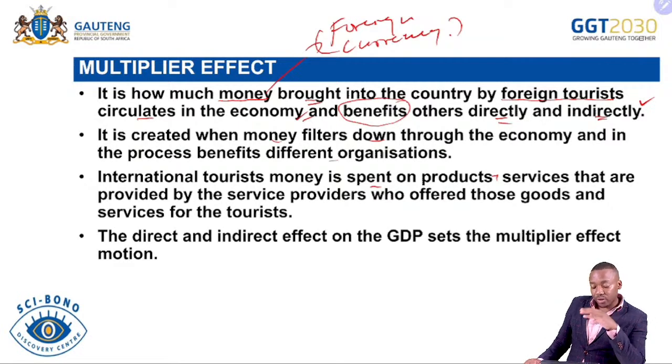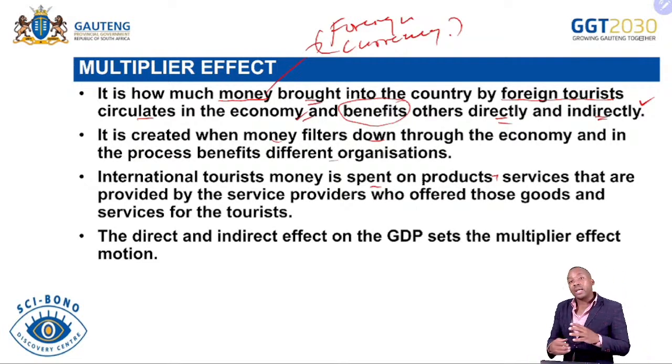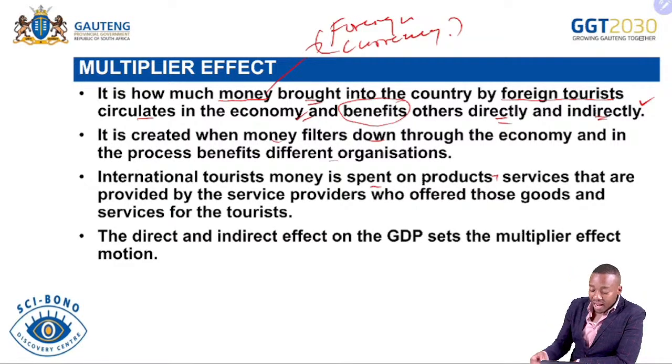So international tourists' money is spent on what? On the different products that they are going to be getting. They need to buy the services provided by the service providers who offer those goods and services for the tourists. The more they are spending, there are those who are benefiting directly and there are others who are benefiting how? Indirectly. I'll elaborate on that further.